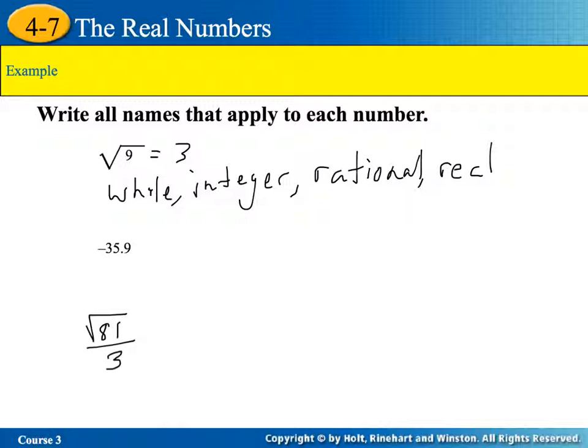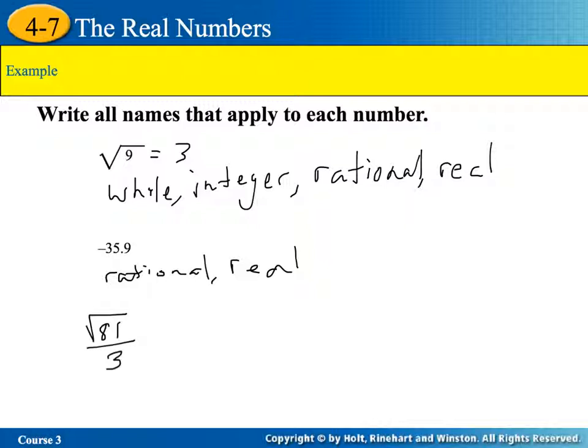Next, we have negative 35.9. Can we count it on our fingers? No. Is it a positive or negative whole number? No. Is it a decimal or fraction that terminates or repeats? Yep, it is a decimal that terminates. So we know that is a rational number. I just went through all the scenarios in my head. We also know all rational numbers are real numbers. All right?